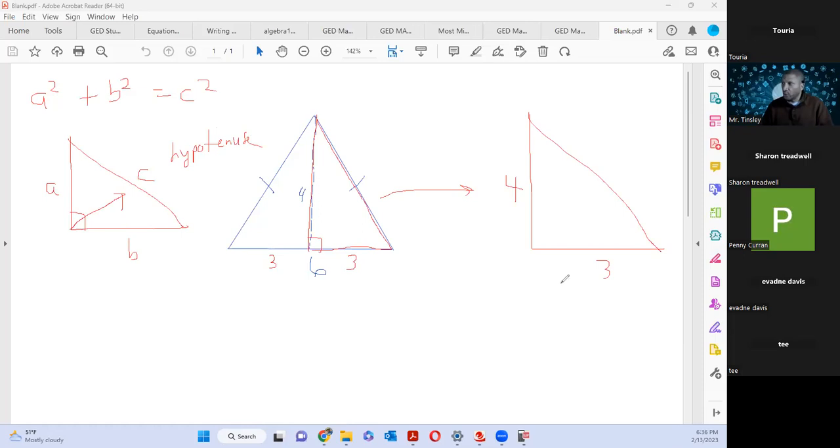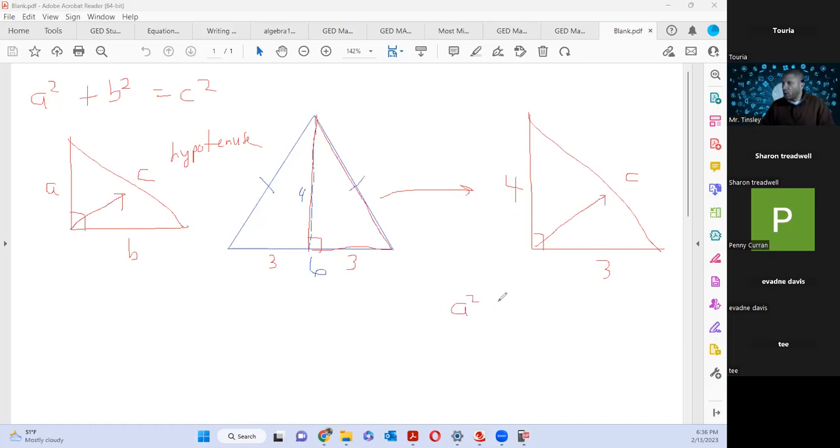So this is my A, and this is my B. Hold on, Mr. Tinsley, I thought you said that was your A and that's your B. What did I also say? It doesn't matter what you call A, it doesn't matter what you call B. All I know is that the side opposite the 90 degrees must be my C. So it doesn't matter. I'm going to substitute those in.